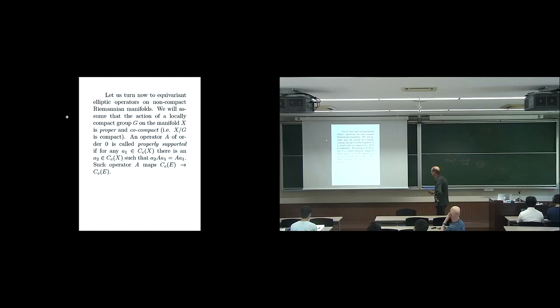So it means that this operator doesn't go beyond a certain compact set. If you have a compactly supported function, a section of your vector bundle, then the image of this compactly supported function will be another compactly supported function, and the support of this function is bounded by, depends on, the support of the initial function you take.